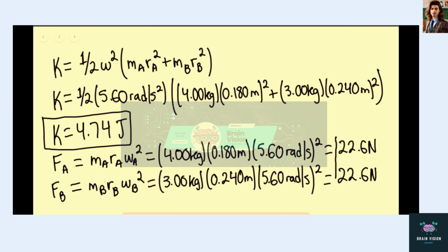Note that these are going to be the exact same, and that is because we took r to be the distance from the center of mass. So because the horizontal forces are now equal, there will be no horizontal force on the rod or the axle. Again, they are equal because we chose r to be the distance from that mass to the center of mass. That is the end of the solution.